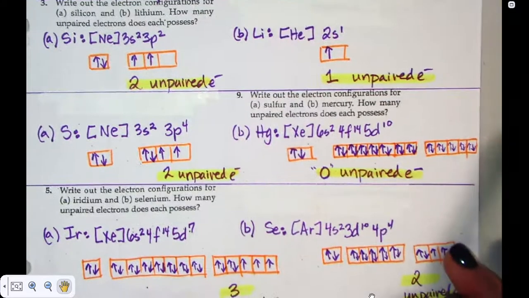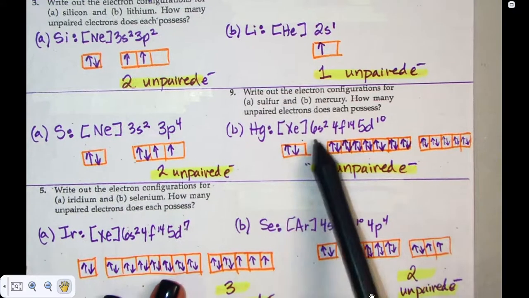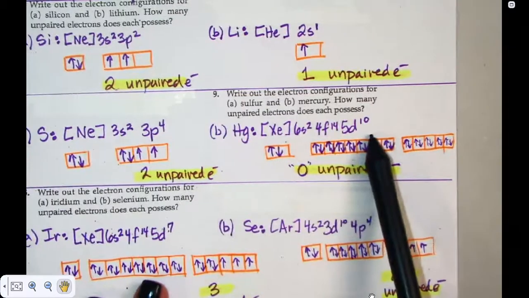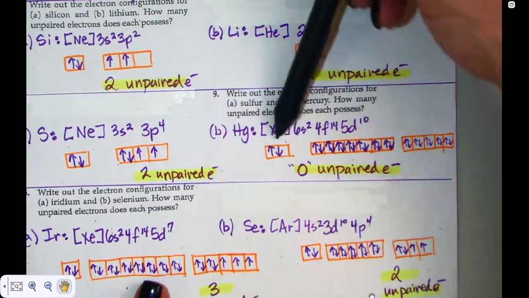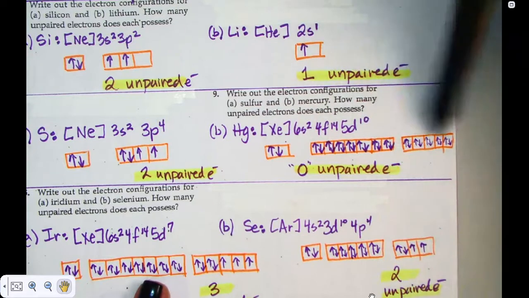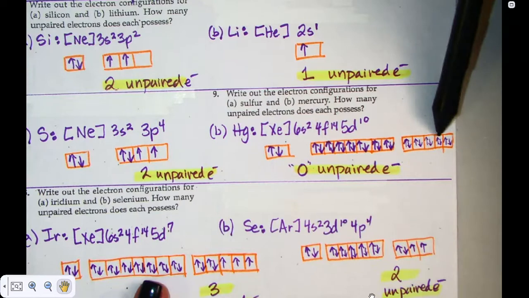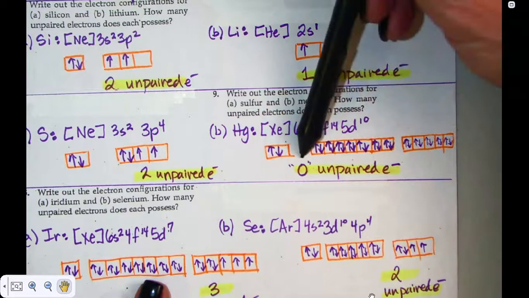For number 9, you got mercury, so xenon in brackets, 6s2, 4f14, 5d10, and when you look at this one, the s orbital is full. The f orbital is completely full. The d orbital is completely full. That means everybody's paired up. All husbands and wives are home together, so there's 0 unpaired electrons.